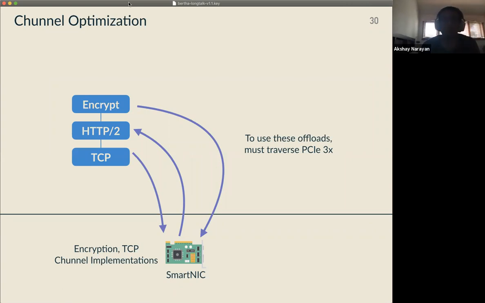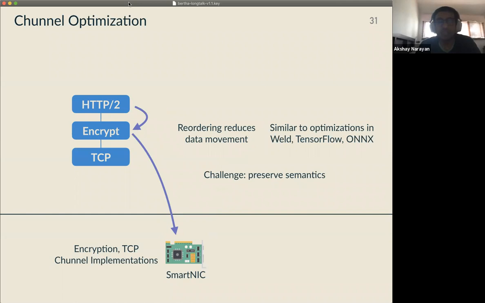To use these offloads as is, we'd have to traverse the PCIe boundary to the NIC 3 times. First for the encryption channel, then back to the CPU for the software HTTP2 implementation, and then back again for the offloaded TCP implementation. If we rearrange this channel specification, then we can save significantly on the data movement costs. And of course, this idea is not new. This same kind of optimization is similar to those performed by TensorFlow and ONNX in the machine learning domain and Weld in the data processing domain.